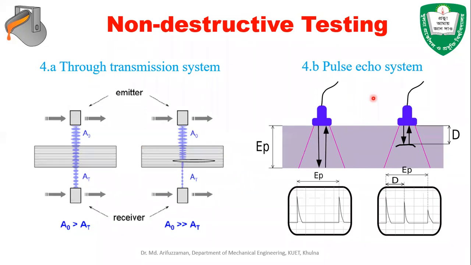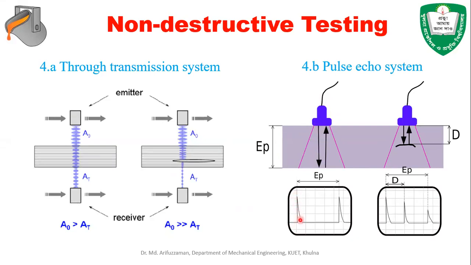Okay, the next one is the pulse echo system. In this case you are using a single device that acts as a receiver as well as an emitter. Okay, you emit the sound wave from here, and once it is reflected from the back of the surface, you detect it on the same device. That means emitter and receiver are both attached to the same device. When sound waves are emitted from here, a certain portion will be reflected from the surface. Okay, and that one is here.